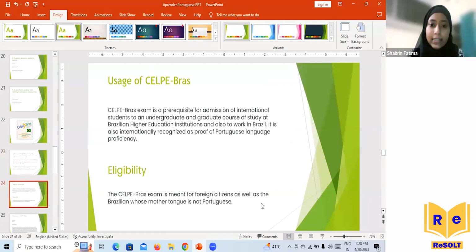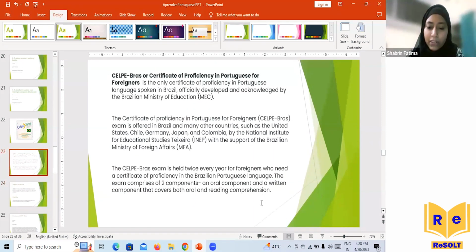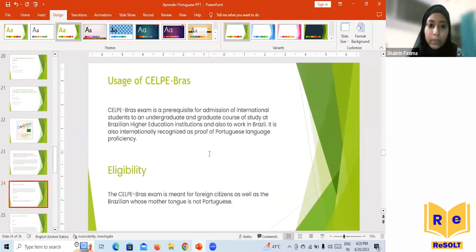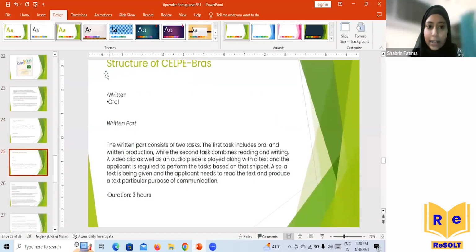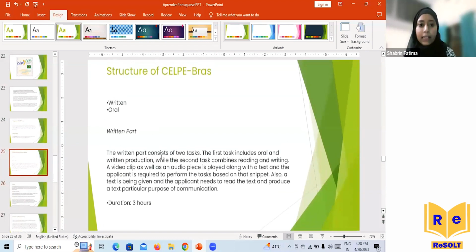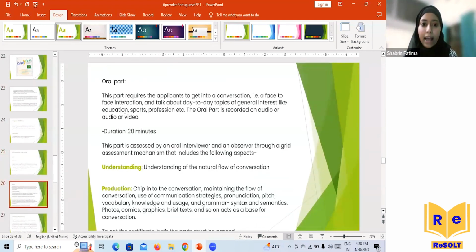Then what is the syllabus? What are the features of this exam? So we have a written and an oral part in this. You can read the details about that. For the written part, the duration is 3 hours. Then we have the oral part, where the duration is 20 minutes.